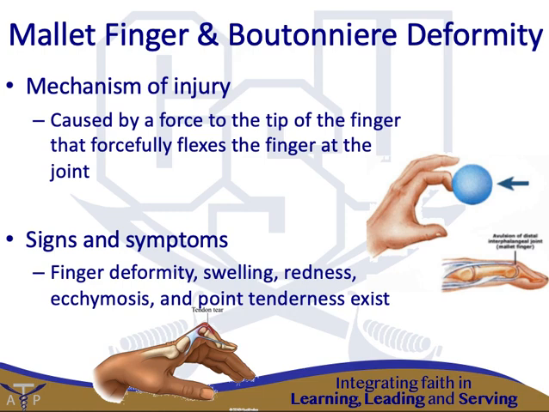For mechanisms, these deformities occur when we have a force at the tip of the finger that forcefully flexes the finger at the joint, either the DIP or the PIP, such as when we catch a ball or get hit on the tip of the finger with a ball. Signs and symptoms include finger deformity, swelling, redness, ecchymosis, and point tenderness.